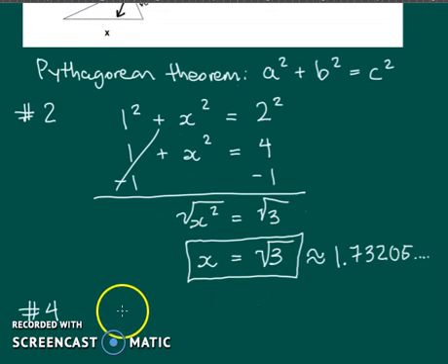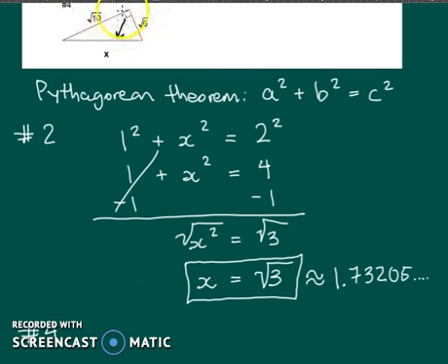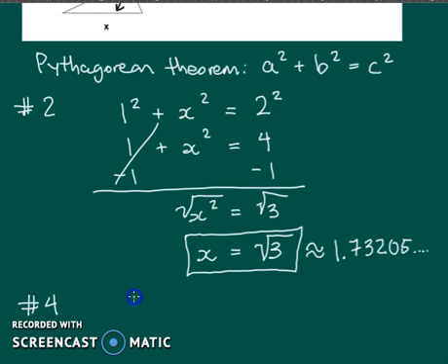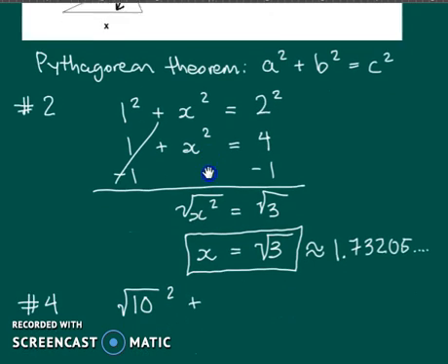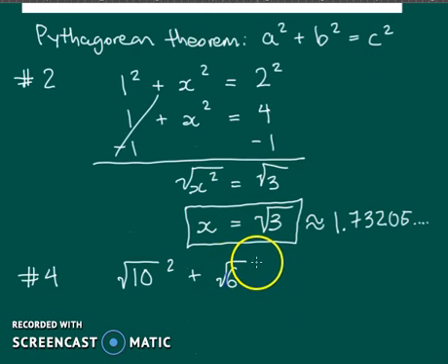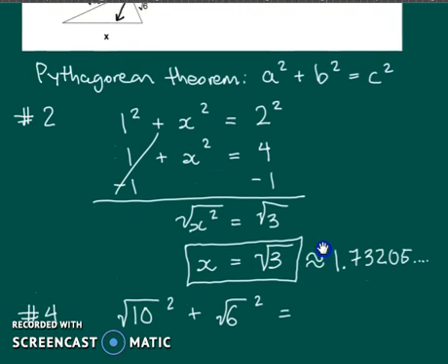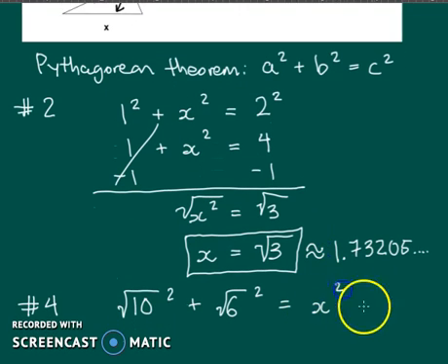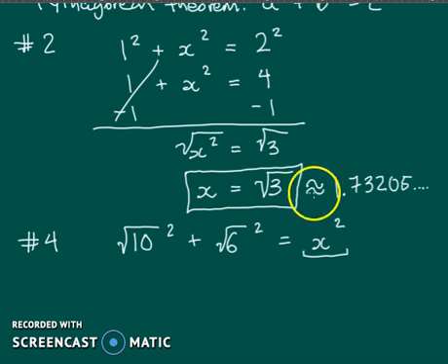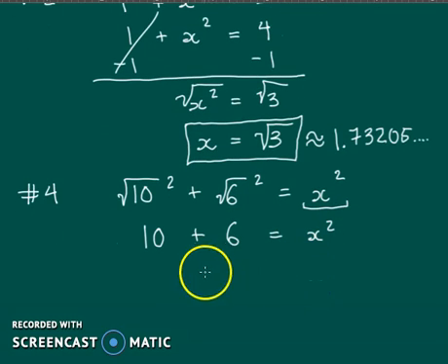So for a squared, I'm going to make my a side the square root of 10 side. So I will write square root of 10 squared plus b squared, which will be square root of 6 squared, and that is going to equal my x side squared. So that's my c. This is my hypotenuse. And now we can work this out. Well, you know that a square and a square root cancel out, so this just becomes 10. And same thing here. So 10 plus 6 is equal to x squared. 10 plus 6 is 16, and that's equal to x squared.